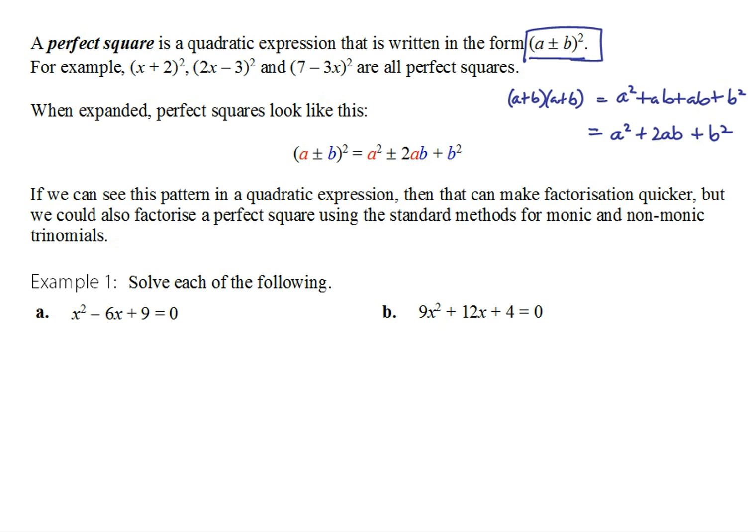What's important here is being able to identify this pattern, and this can be useful in expanding these kinds of expressions very quickly. It can also be useful in factorising. If you can see these patterns, then you should be able to factorise back straight away.